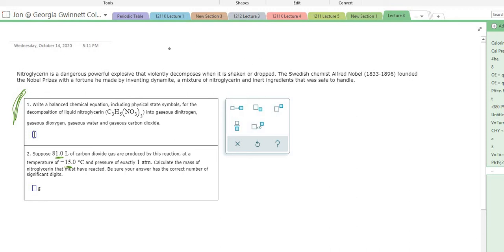So first thing we need to do is make sure we get the chemistry right. We have nitroglycerin, C3H5NO3, that is going to decompose. It's going to be explosive, and it's going to decompose into these gases: nitrogen, and we know we're going to get some oxygen out of that, it tells us. We're also going to get some water vapor and carbon dioxide out of that. And again, these are all gases.